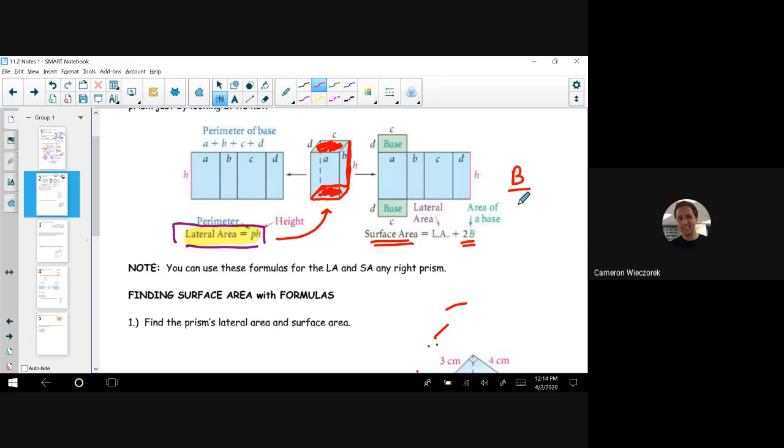Anytime you see capital B in this chapter, that's going to be referring to base area. And LA stands for lateral area. Okay. So lateral area is the perimeter of the base times the height. So little p means perimeter of base. And h is the height of the prism.